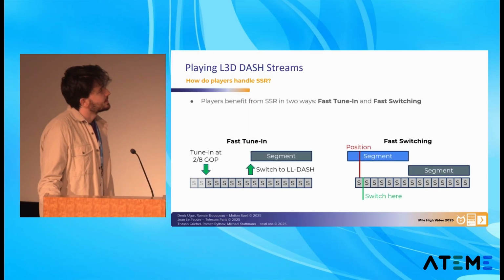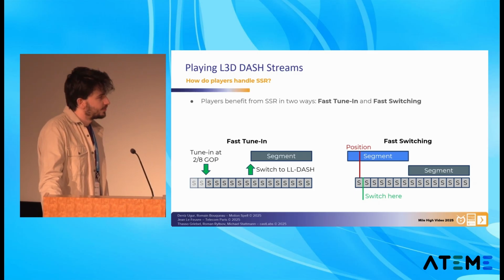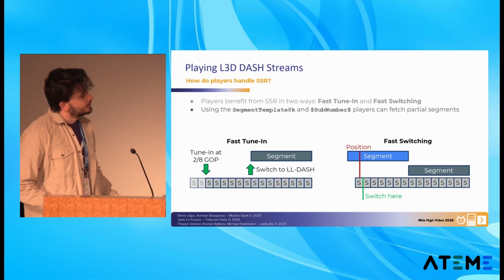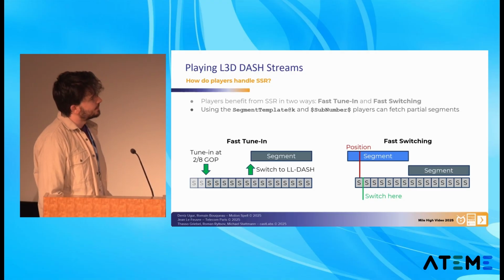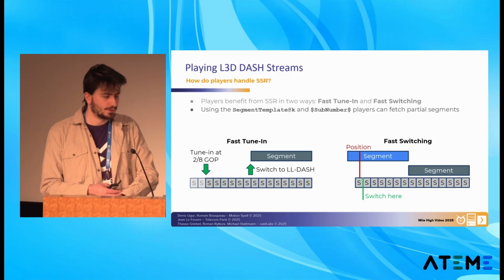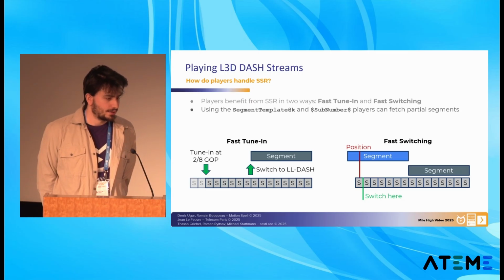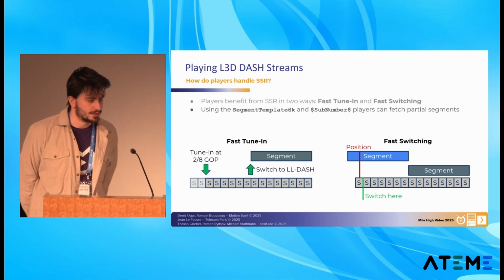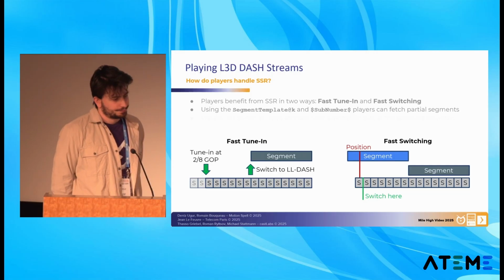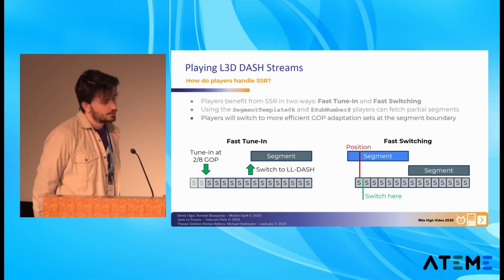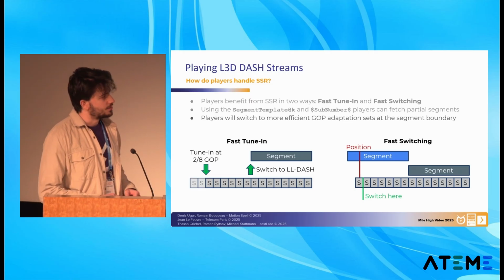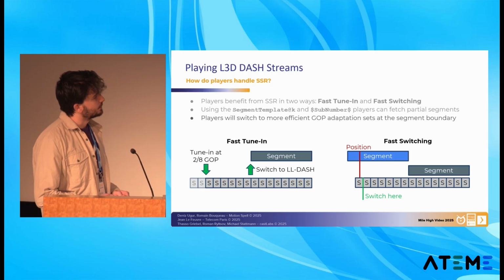How do players handle SSR? So as I said, players benefit from fast tuning and fast switching, but they use the K and subnumber elements or the names to derive which parts to pull from the origin. And that's enough to use the second adaptation set. It's pretty similar to LLHLS in this case. And yeah, so the players will switch to much more efficient GOP adaptation sets once the tuning is complete. So that means on the next segment boundary.